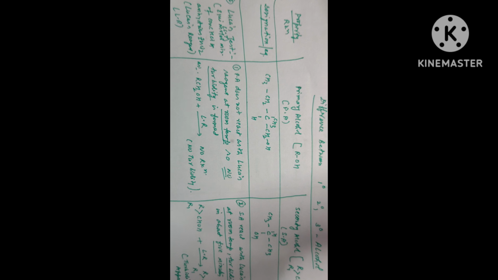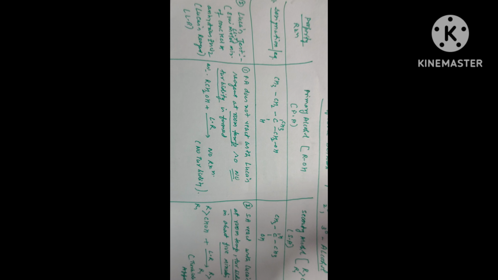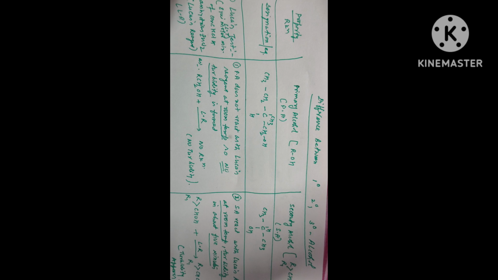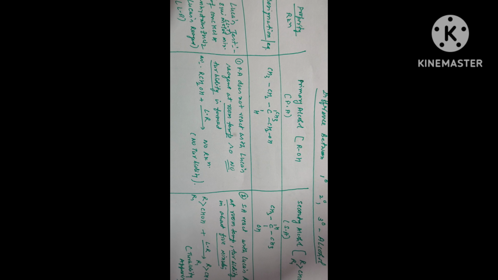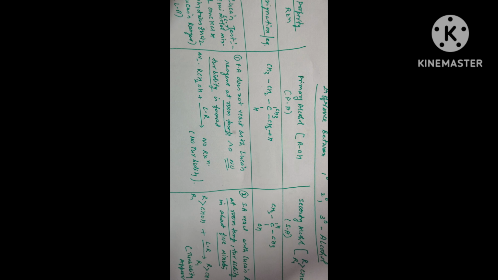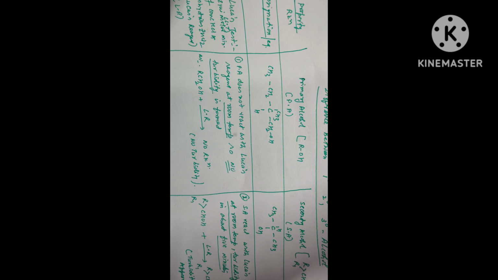We can distinguish 1 degree, 2 degree, 3 degree alcohol by four different methods. Number one is the Lucas test, then the oxidation test, then the Victor Meyer test, and the copper heated method. One by one we will discuss all of them.